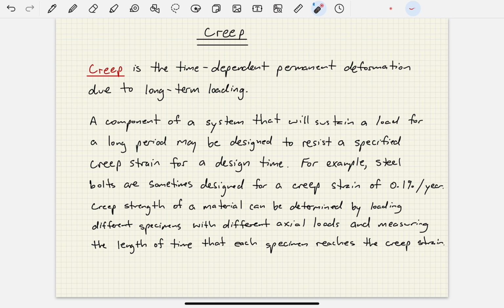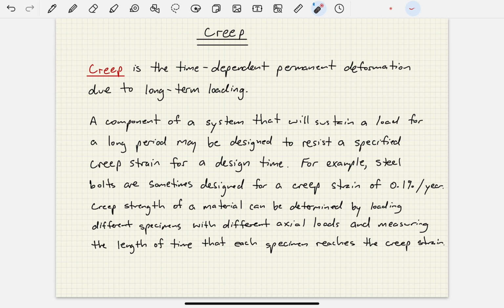So let's say that we have a component of a system that we're interested in, and maybe that component is going to have a load on it for a really long period of time. And so we're going to need to figure out how that long duration of the load being present is going to affect that particular component. So that's when we start getting into this idea of creep strain.